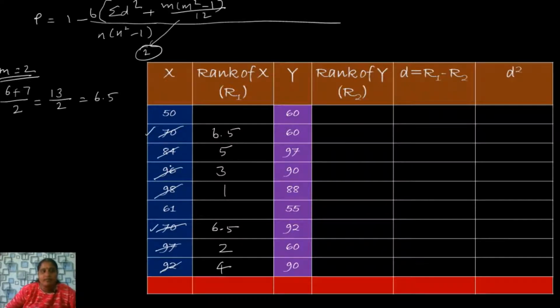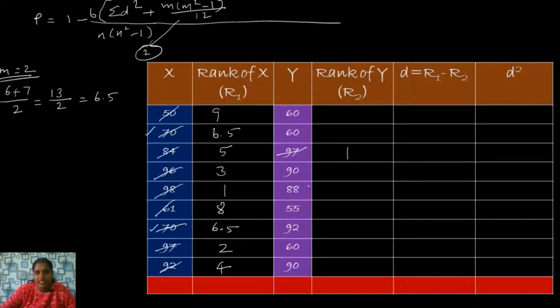Now we are going to assign the next ranks. So 8th rank is for 61 and 9th rank is for 50. Similarly, we are going to assign the ranks for y. Look at the values of y. Here the highest value is 97. I am going to assign rank 1 to 97.